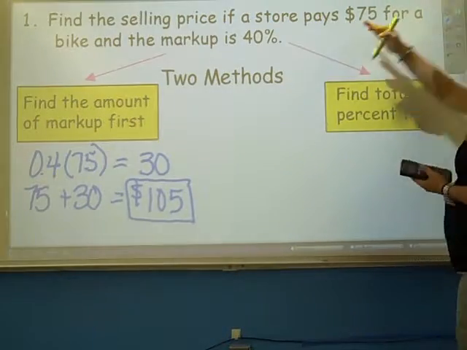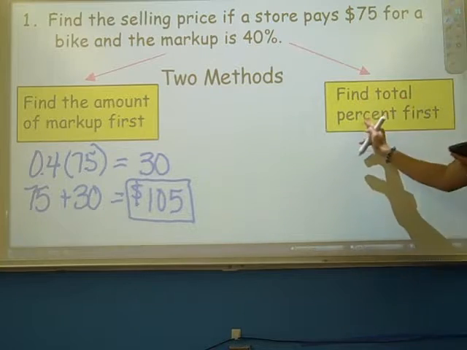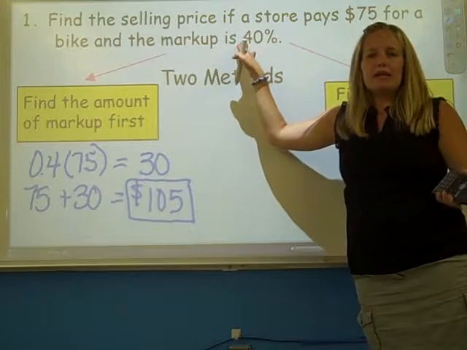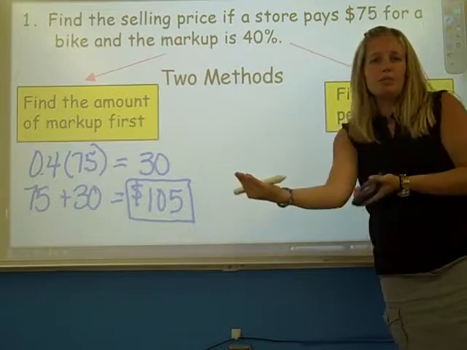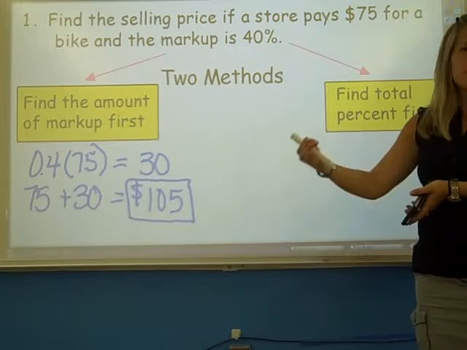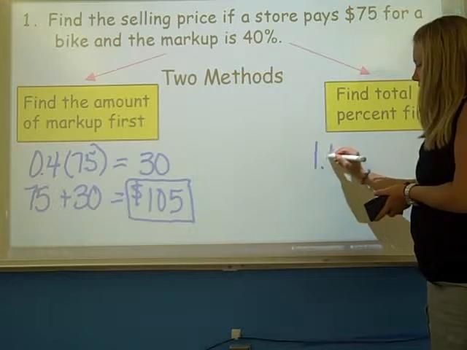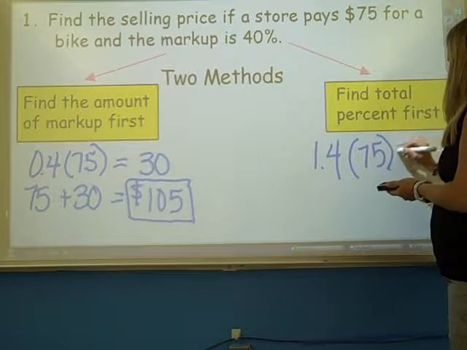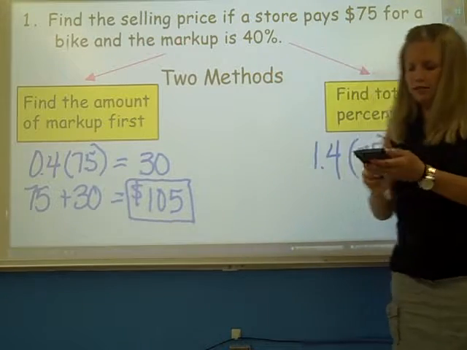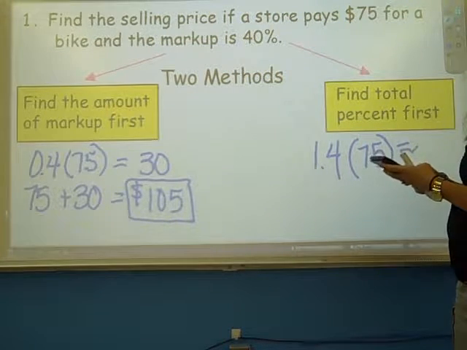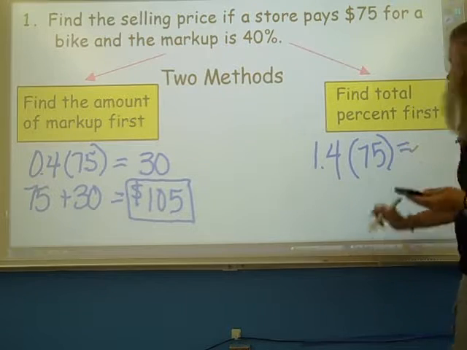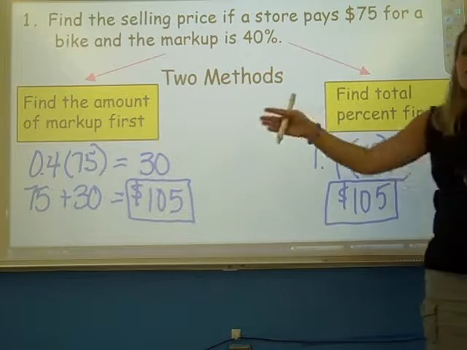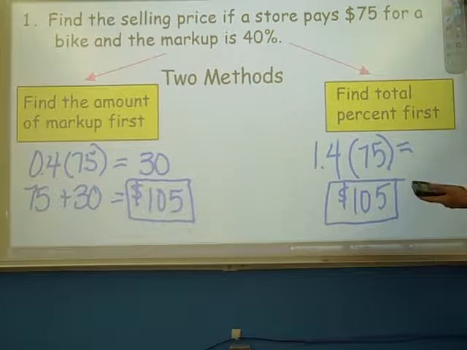The second way, or the other way to do it, is to find the total percent first. So we're increasing it by 40%. So like tax, we have 100% of the item plus 40% of the item, which means we have 140%. 140% is 1.4 times the 75. And when you multiply those, you should jump immediately to the answer, because we're increasing the 75 by 40%, and we get $105. You may do whichever method you like for any of these problems, your choice.